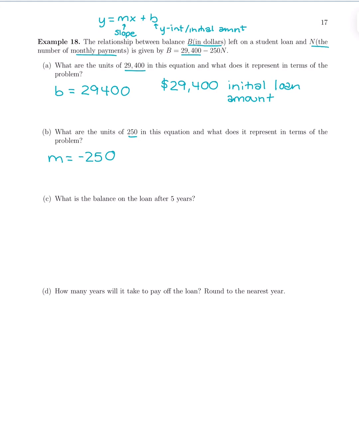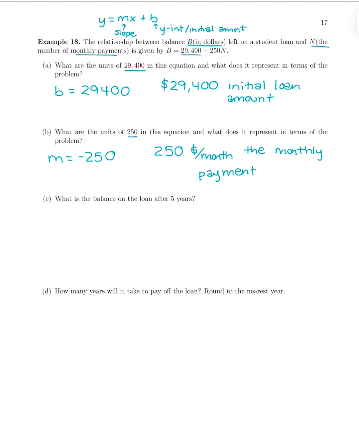The slope is negative 250. That must be the monthly payment that we're taking off, right? Every time we make a payment, our loan balance should go down, and in this case it is going down by $250 per month. So we're going to put 2 units on this slope. Average rate of change is going to be dollars per month, and that's going to be the monthly payment. So initially they took out $29,400 and they're making a $250 per month payment. That way the loan balance will go down.